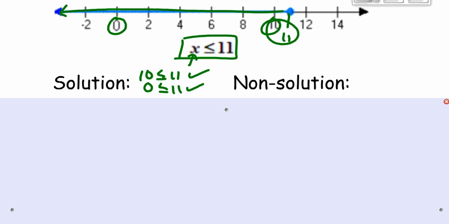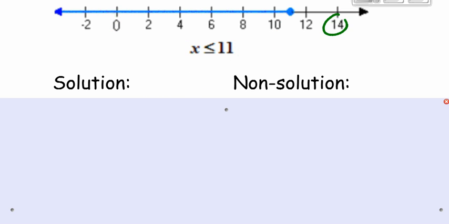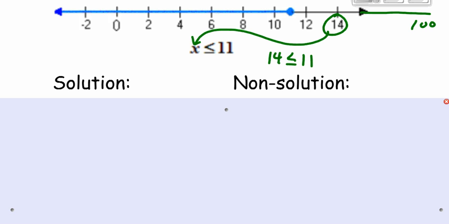A non-solution would be any number that's on the other side that is not shaded. For example, if I plug in 14 for x here, that's going to give me 14 less than or equal to 11. And 14 is obviously not less than 11, so that would be a non-solution. I could plug in 100 way down the road down there. If I plug in 100, that would leave 100 less than or equal to 11, and that is not true, so that would be a non-solution.